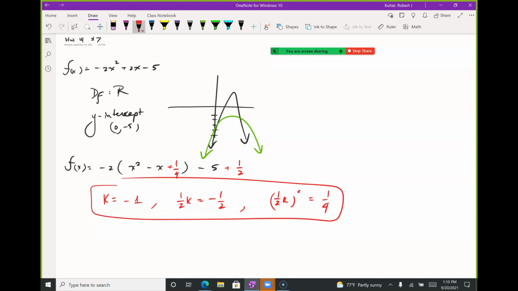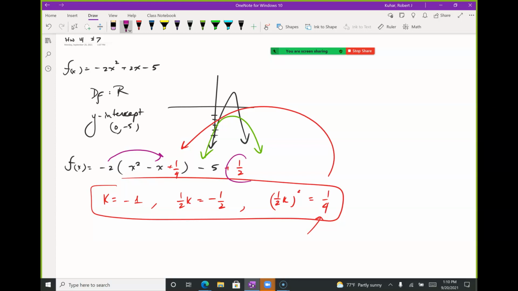Good. So the 1/4, we know where we got it. We're going to put that inside the parens. But then if I distribute the negative 2, notice I have a negative 2 times a 1/4. That's a negative 1/2. That's what I have to cancel. So I cancel it by adding a 1/2 at the end. Okay. And it's that simple.